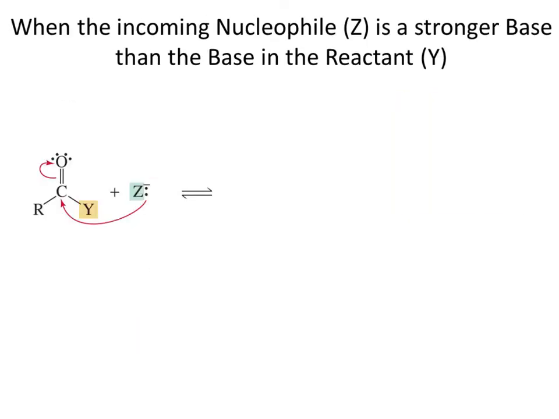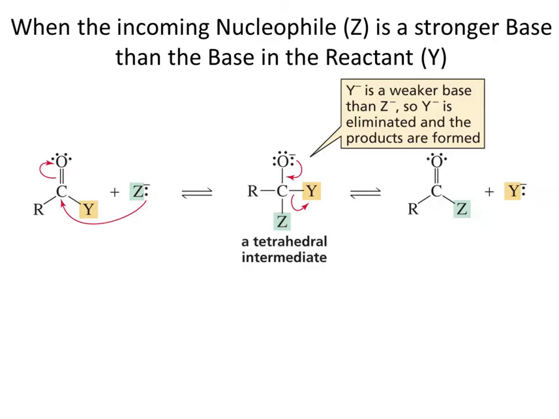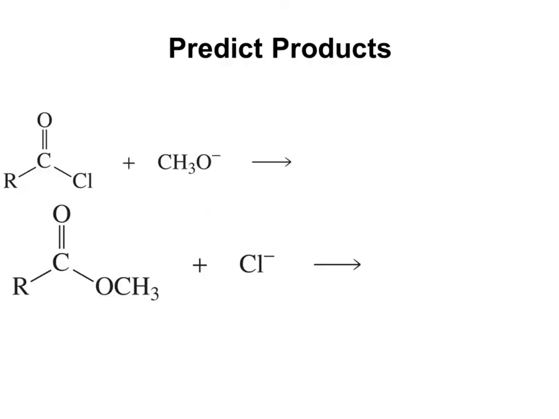So when we're a stronger base, we can have our nucleophile come in, push electrons out. Now our leaving group can leave. So since it's a weaker base, Y can be eliminated, and you now have made a new compound or a new product. Take a look at these quick examples.